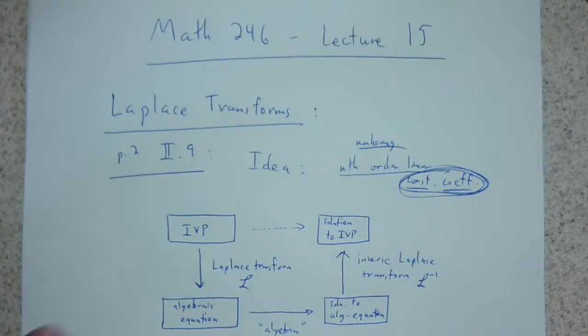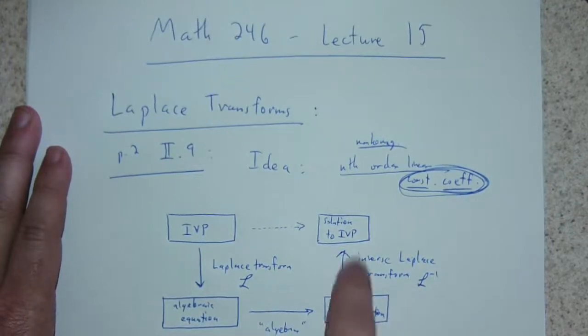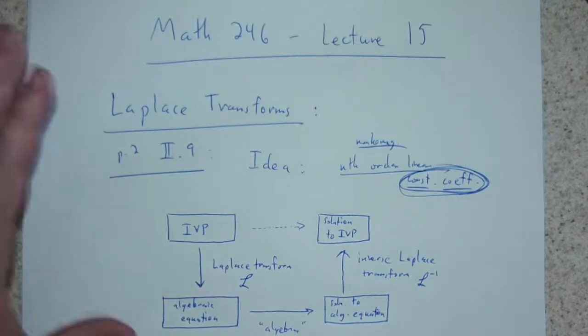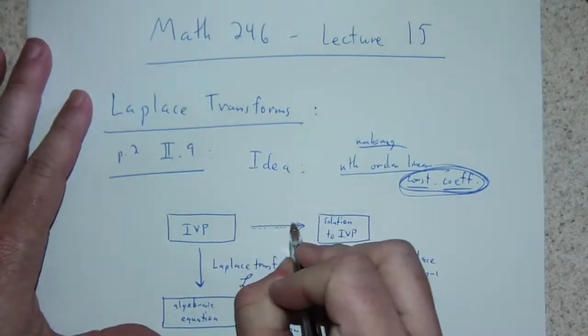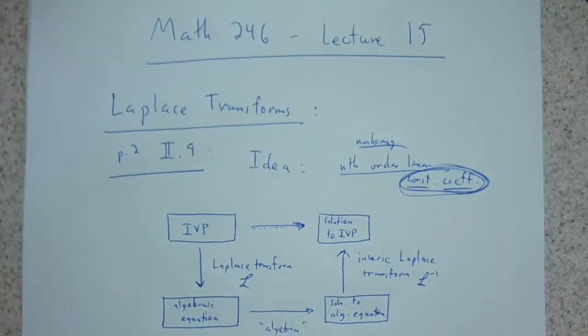All right, and that takes this solution to the algebraic equation, and what L inverse spits out when I hit this thing with it is the solution to the original IVP that I cared about. Okay, and so in that way I fill in this arrow here, right, by going around this way.